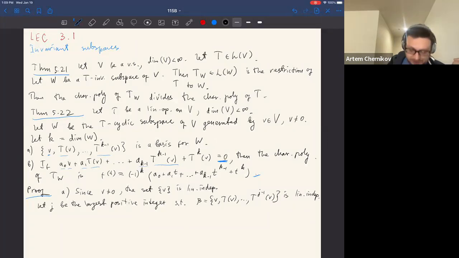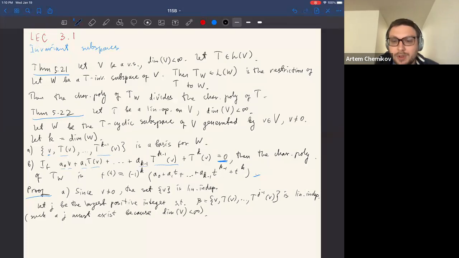And such a J must exist, right? So note that such a J must exist because the whole space has finite dimension. Because the dimension of V itself is finite, there can be only finitely many linearly independent vectors in V. So if we keep adding vectors like this, we must get stuck at some point. You cannot add a linearly independent vector anymore. So this tells us that such a J exists.